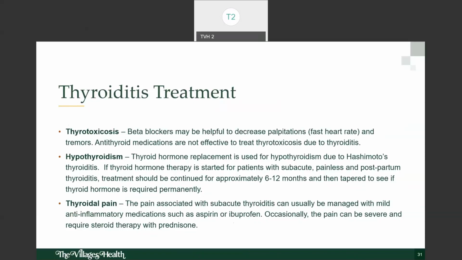So again, this is not something that if you feel this pain, you just go and take some ibuprofen or some aspirin. Definitely talk to your doctor. Let them know what's going on so they can give you the appropriate treatment that can take care of the symptoms that you're having, or at least get you back within the normal ranges.